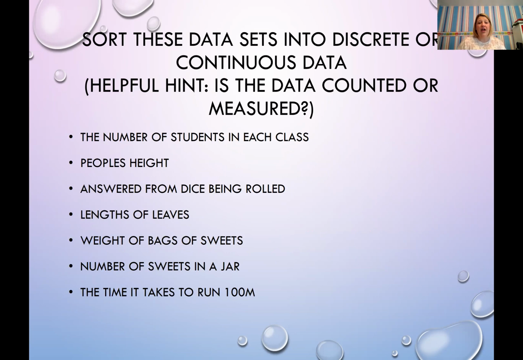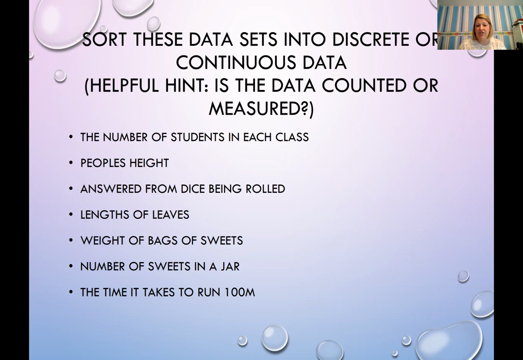So we're going to have a go at sorting. This was our success criteria 2: can we sort the data sets into discrete or continuous data? So remembering that helpful hint from the last slide, is the data counted or measured? If it's counted, it's discrete. If it's measured, then it's continuous.